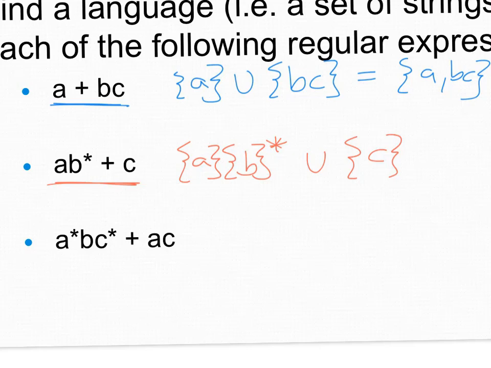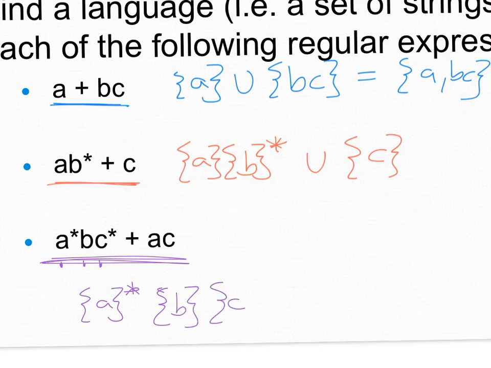And let's do this last one here. This says 0 or more A's followed by the set containing B followed by 0 or more C's, so that's A starred concatenated with the set that just has a B in it, concatenated with C star. You can see why we developed these regular expressions, because writing this out is pretty nasty. And we're going to take that whole thing and we're going to union it with the set that just has one string, AC.